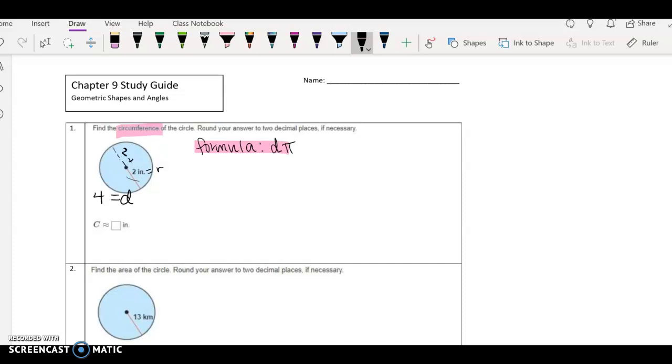So we're going to plug in our circumference equals our diameter times pi. So my diameter was 4. And so I have 4 times pi, which we put in as 3.14. And we get 12.56. And that is my answer.